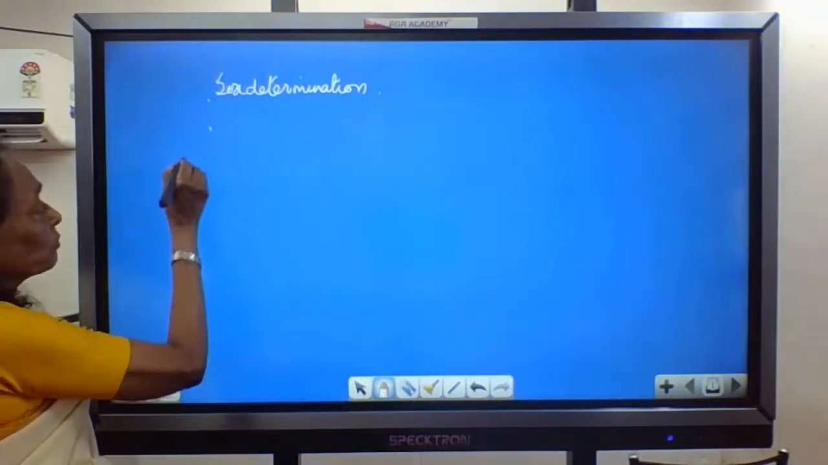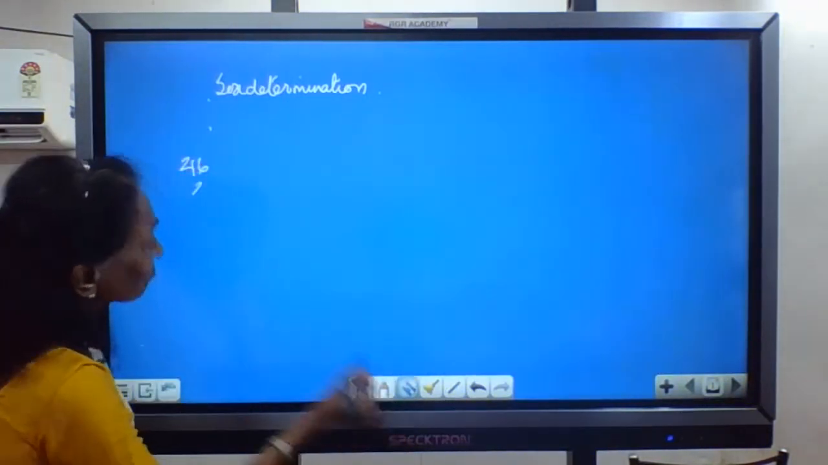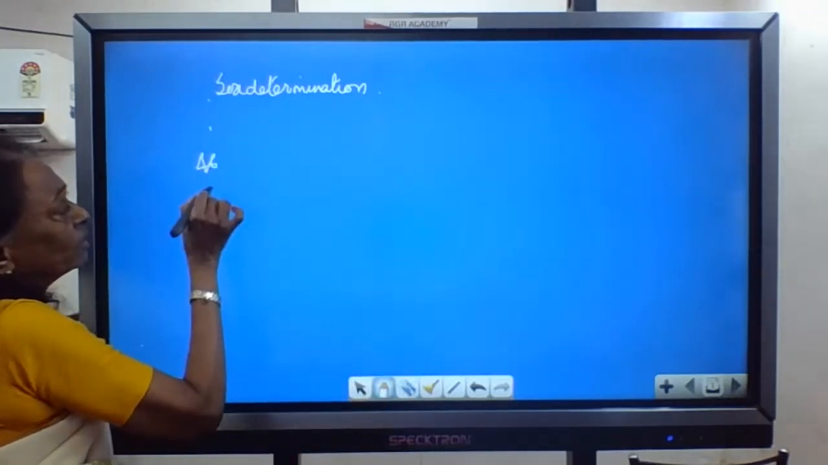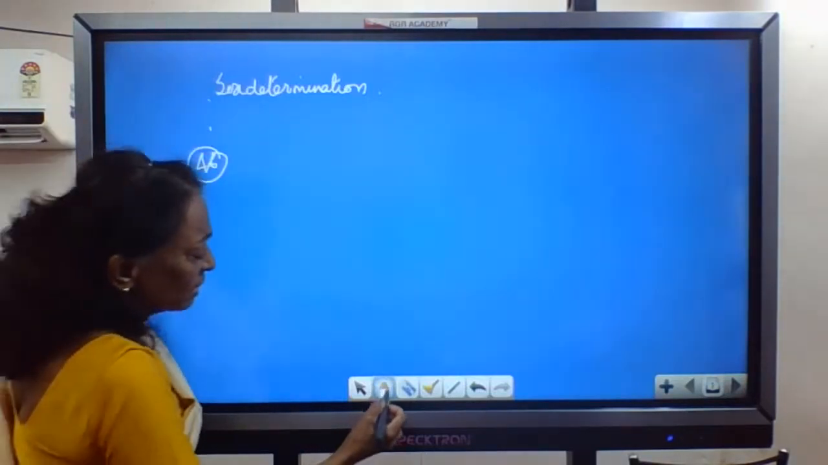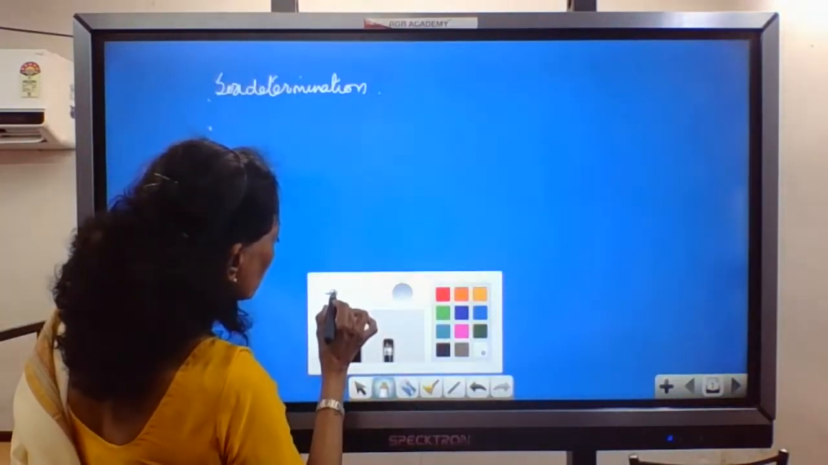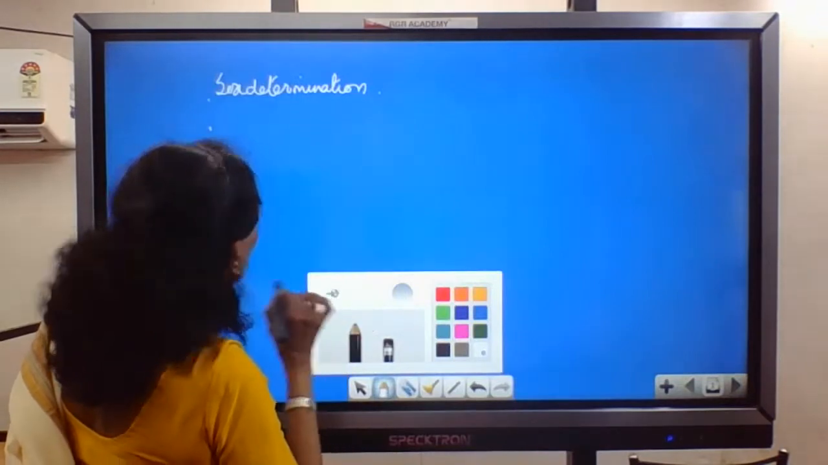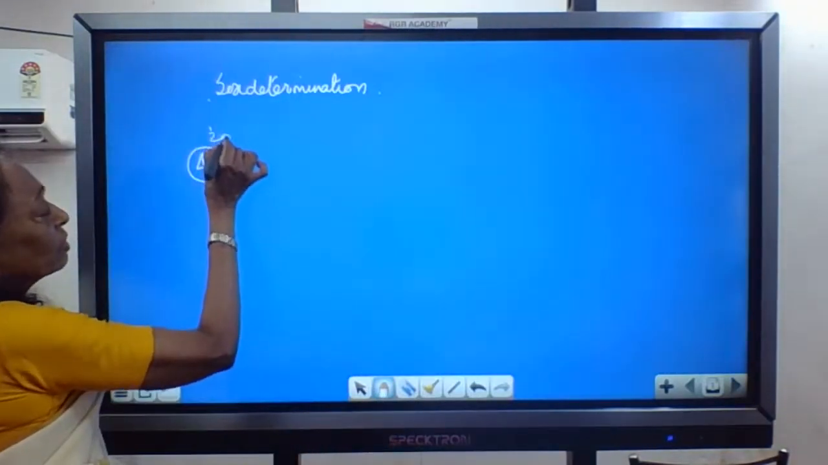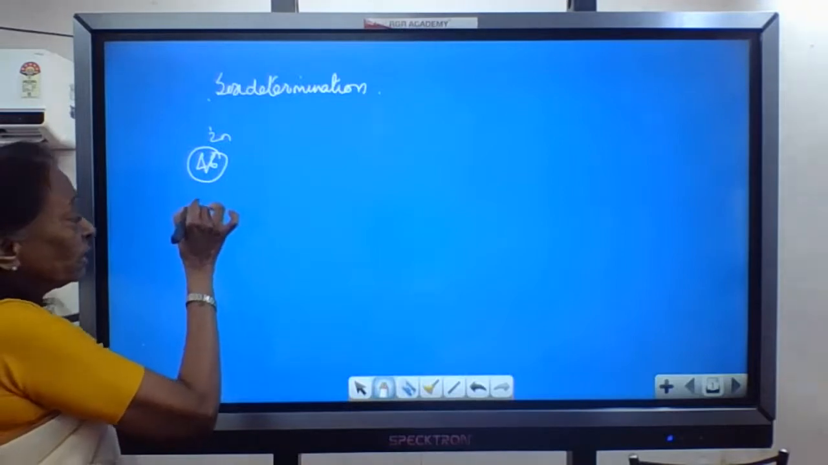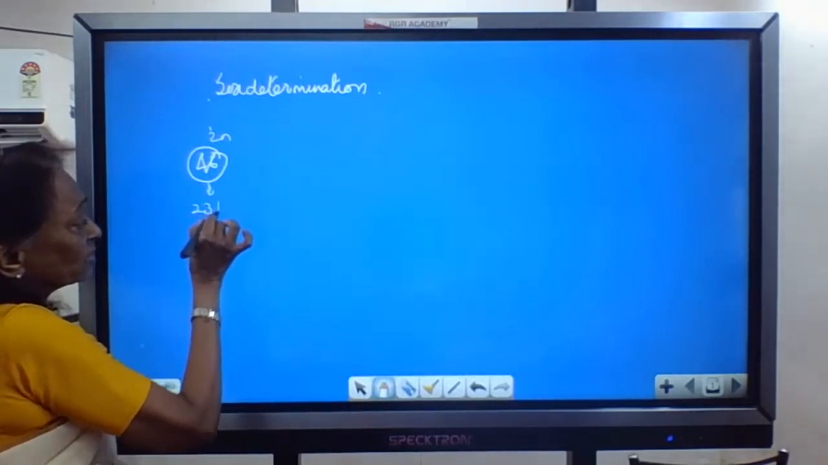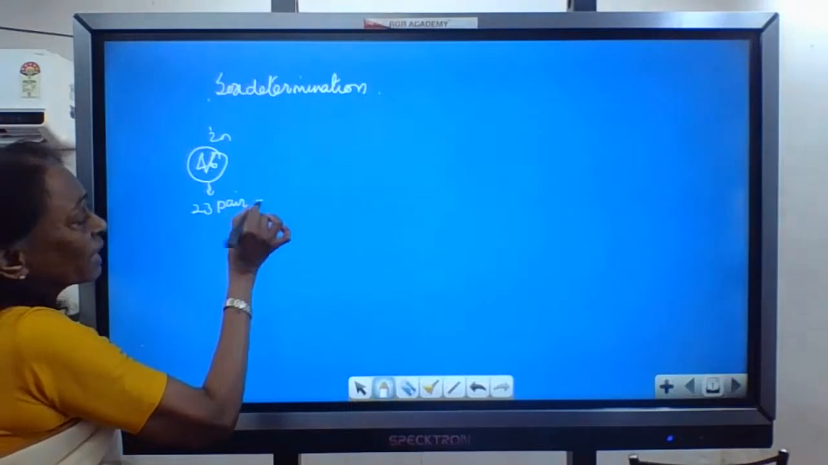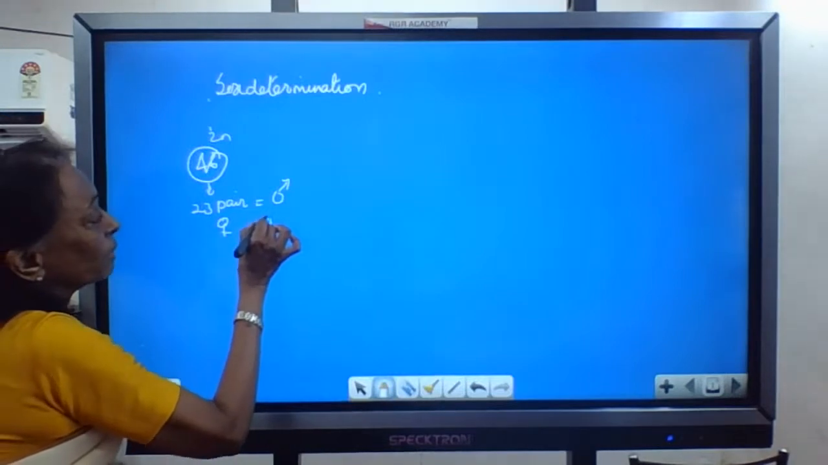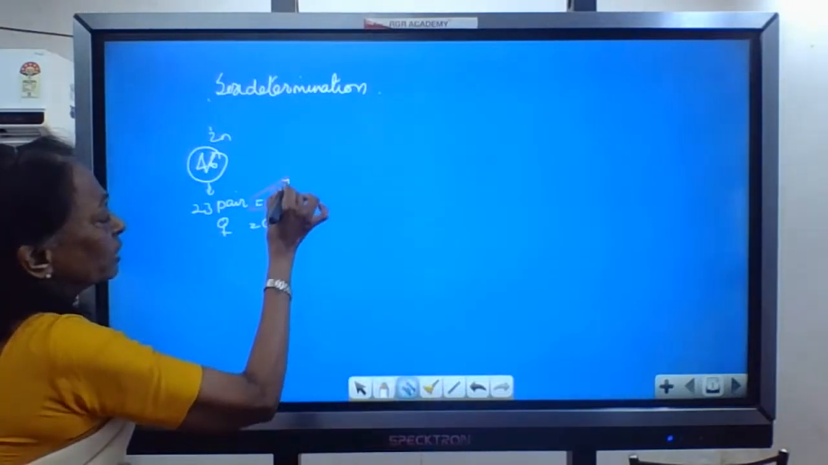To know this, 46 is the diploid number in our body. The 46 chromosomes are 2n, in each and every cell. These can be arranged in 23 pairs. Now, these 23 pairs are identical, similar in male as well as in female.